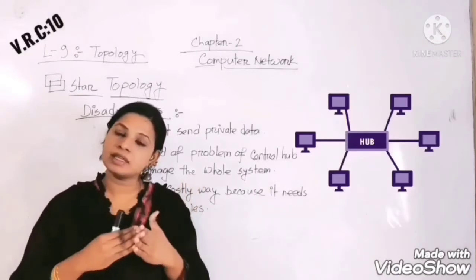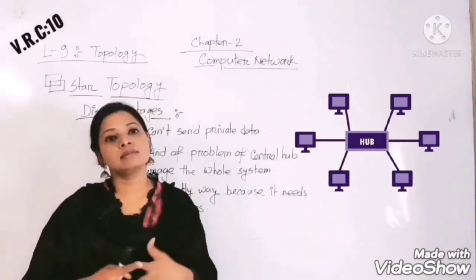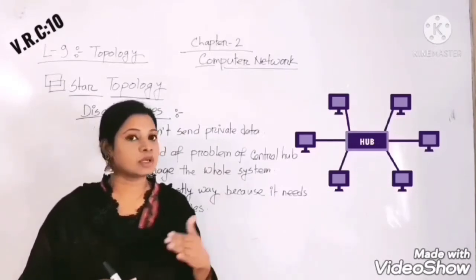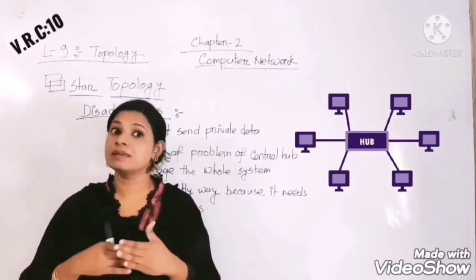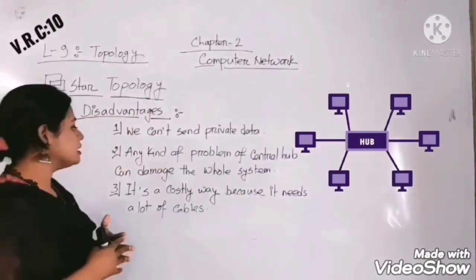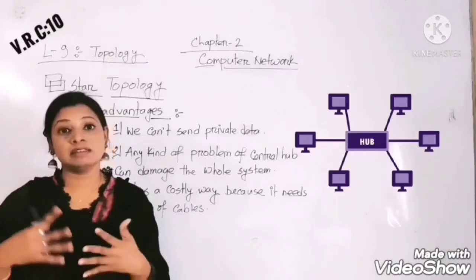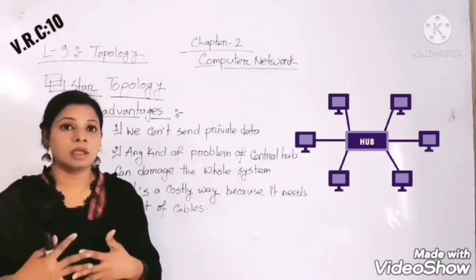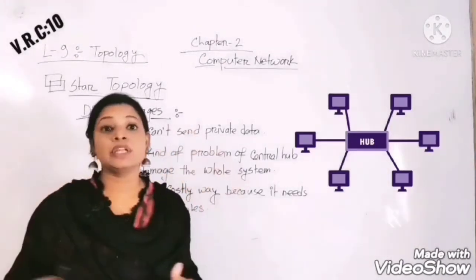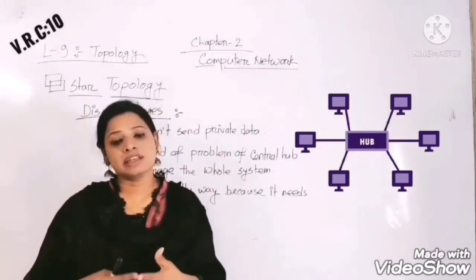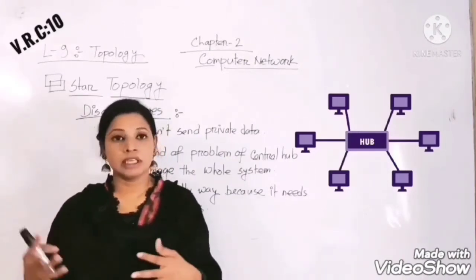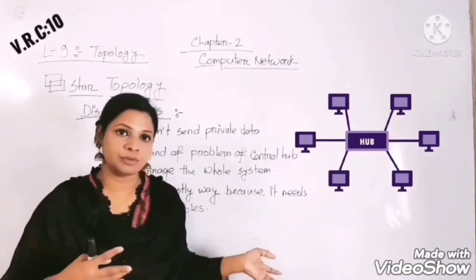Yes, if there is any problem in the hub and switch, it just destroys the full system. But in the case of a computer, it will not create any problem. Only the central hub or switch is the main point here. And the last point, it is a costly way because it needs much cable. If you want to set up this type of star topology, obviously you will require much cable so that it becomes costly to purchase the cable. I hope you are clear about star topology also.